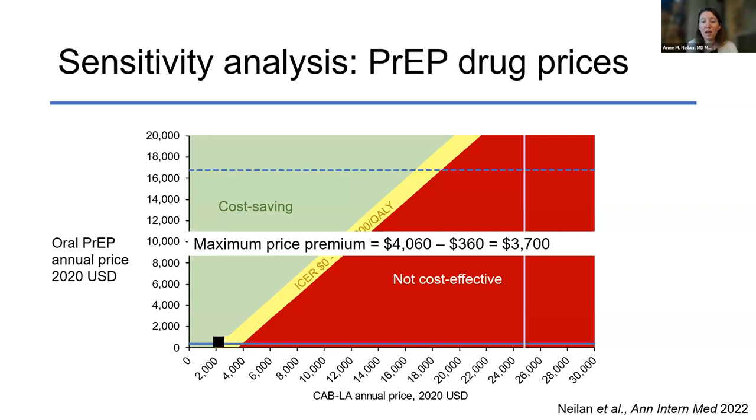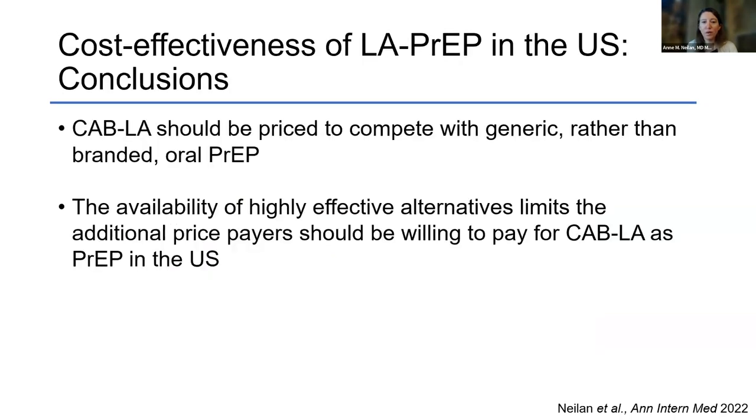If CAB-LA was $2,260, then CAB-LA would be cost saving with a price difference of $1,900. So from that analysis, we concluded that CAB-LA should be priced to compete with generic rather than branded oral PrEP, and that the availability of effective alternatives, i.e. oral PrEP, limits the additional price payers should be willing to pay for CAB-LA as PrEP.